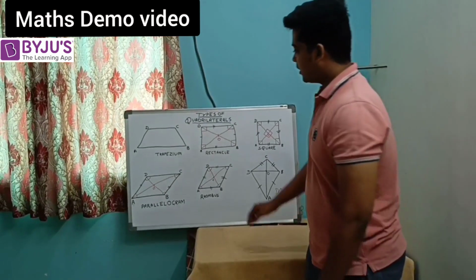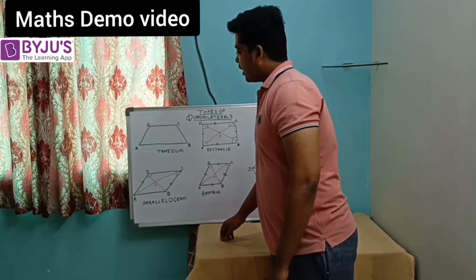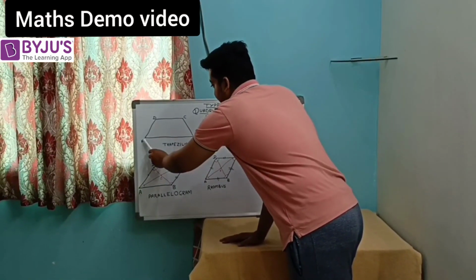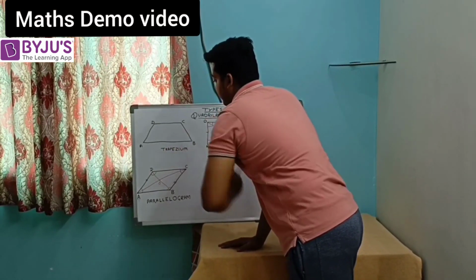Now let's discuss the types of quadrilaterals and their properties. First is trapezium. A trapezium is formed when a quadrilateral has 1 pair of opposite sides parallel. Side AB is parallel to side DC.